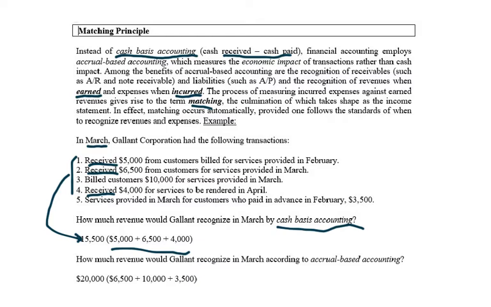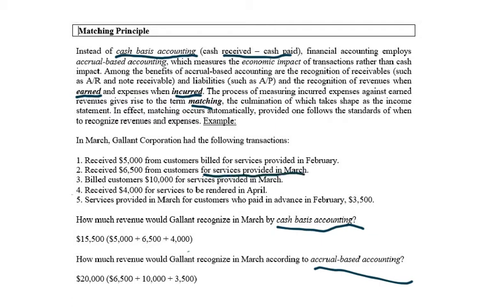Now if we look at the contrast between what we just discussed and what we're going to do for accrual-based accounting, now what are we looking for? We're looking for something that says, have we earned this money in question? And of course, the phrase you'll see repeated that indicates that is: for services provided in March. It's repeated three times in here.